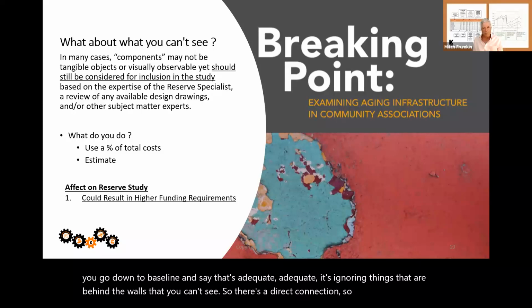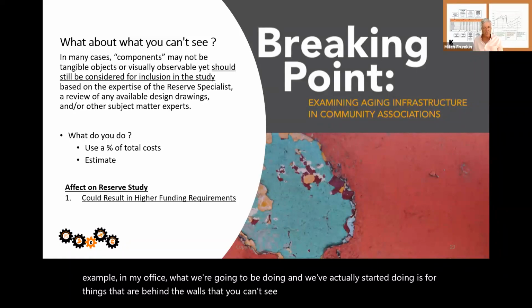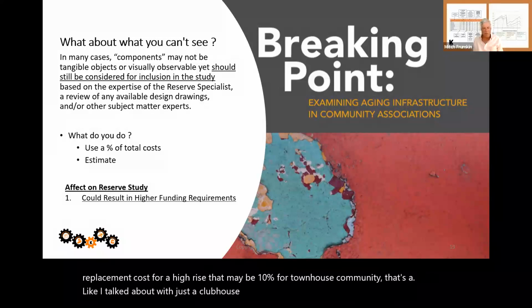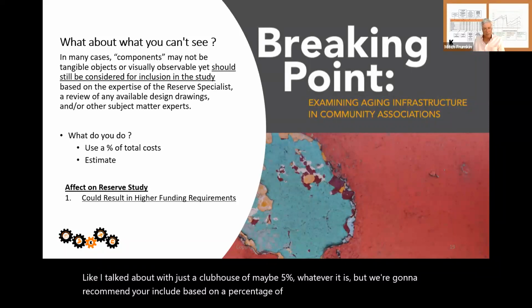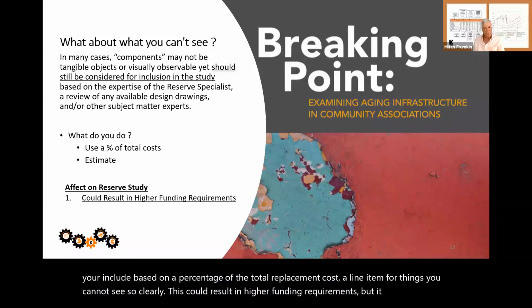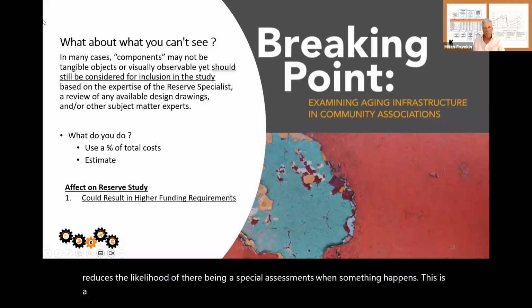So how do you do it? For example, in my office, what we're going to be doing, and we've actually started doing, is for things that are behind the walls that you can't see, we're taking a percentage of the total replacement cost. For a high rise, it may be 10%. For a townhouse community, like I talked about with just a clubhouse, it may be 5%, whatever it is. But we're going to recommend or include, based on a percentage of the total replacement cost, a line item for things you cannot see. So clearly, this could result in higher funding requirements, but it reduces the likelihood of there being a special assessment when something happens. This is a big change that you have to take into account, things you cannot see that are there.